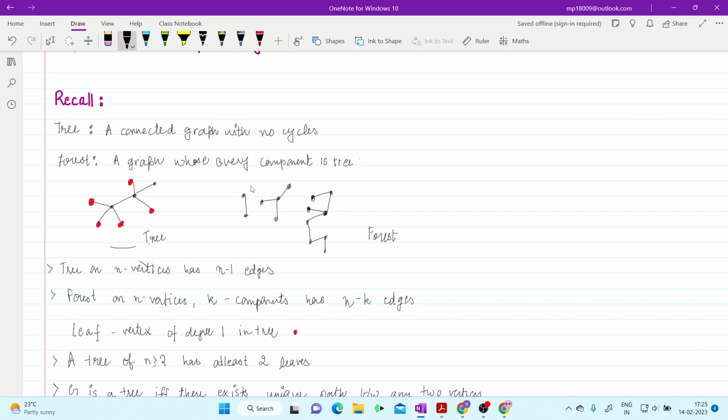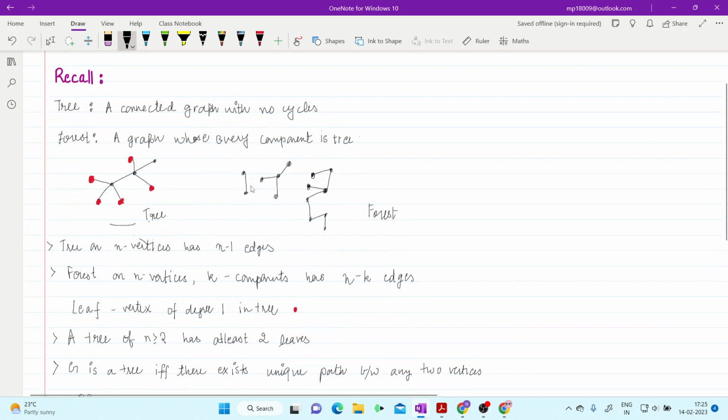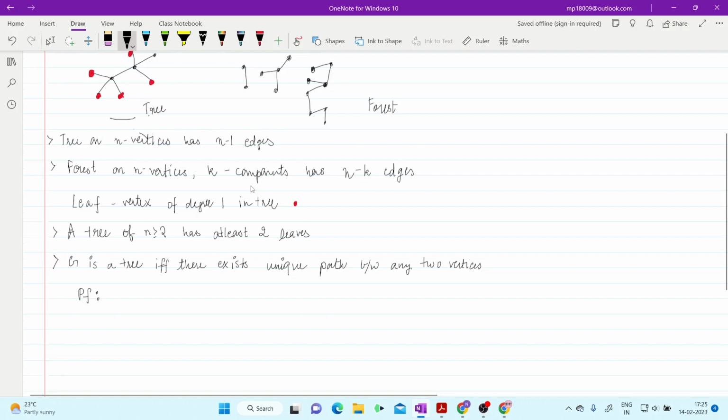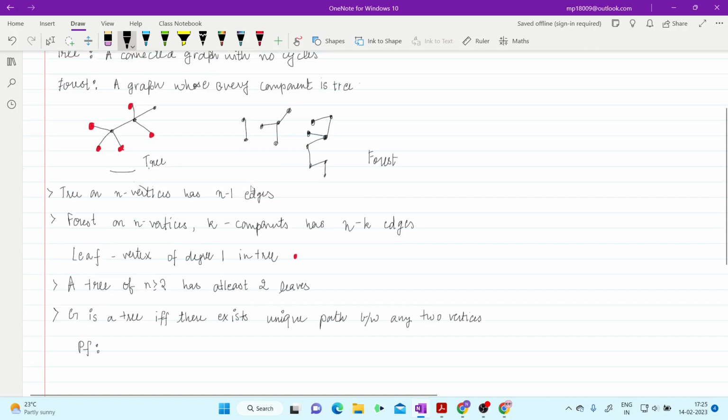And a forest is a graph whose every component is a tree. Then we showed some results in class that a tree on n vertices will have n minus 1 edges, and so from this we can deduce that a forest on n vertices and k connected components will have n minus k edges. And by leaf we mean a vertex which is of degree 1 in a tree. So you can see all the vertices which are labeled red are leaves because they have degree 1. But this one is also a leaf.